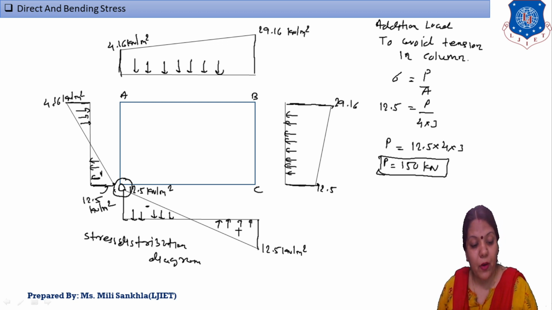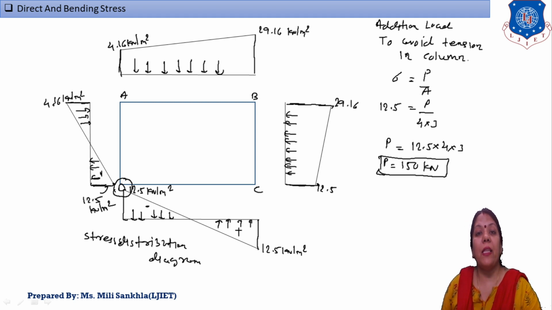In this example we covered three points. First we find the stresses at the corners, and to avoid negative stress we provide additional load. Now next session we cover another type of example. Just now we stop.